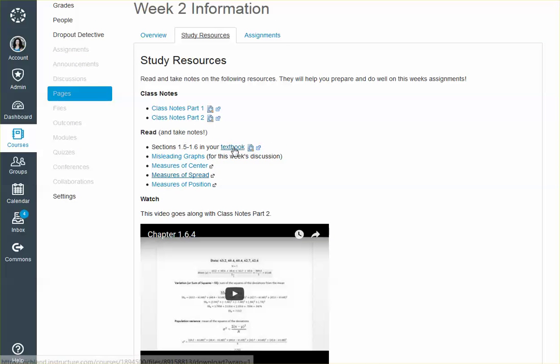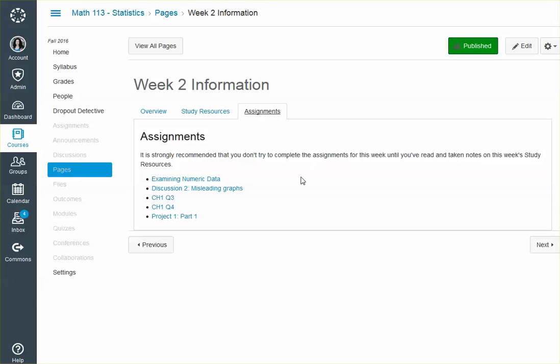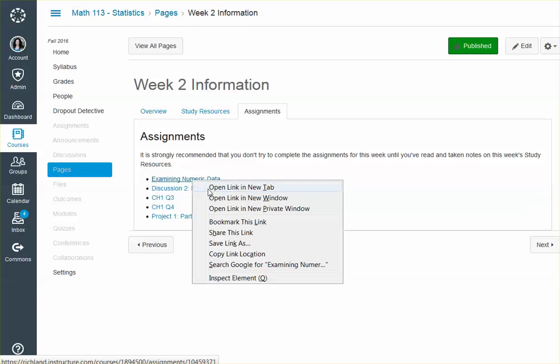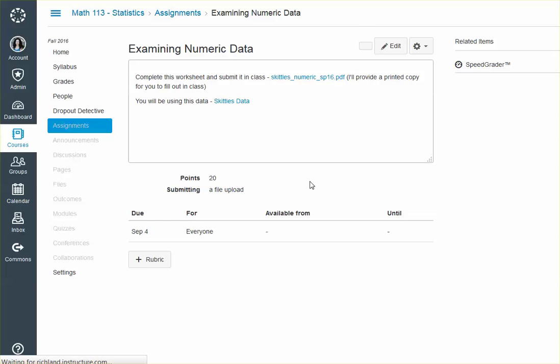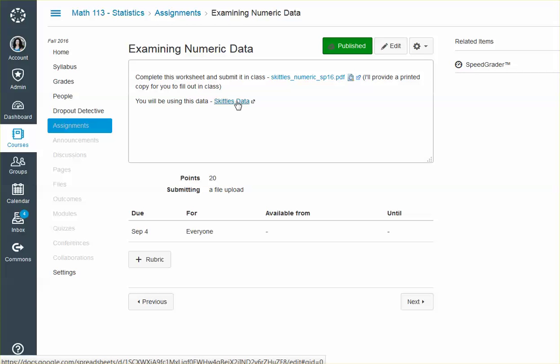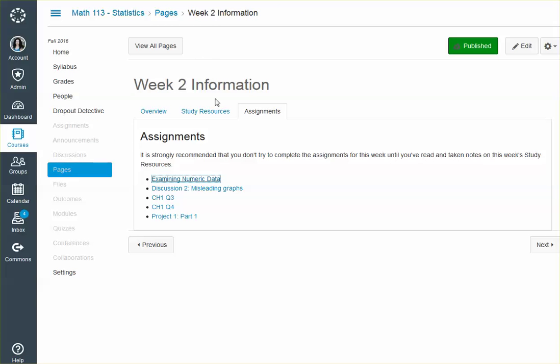You also have your sections to read in the textbook, misleading graphs. This is information for this week's discussion, measures of center, measures of spread, and measures of position. So for assignments, you've got examining numeric data. Here, complete the worksheet and submit it. Oh, it says submit in class. Obviously, you can't submit it in class. You submit it to this assignment, and you'll be using the skills data. Whoops, typo for me. I'm going to have to go back and fix that. But you download this worksheet, and then you can go ahead and use this data and fill it out.